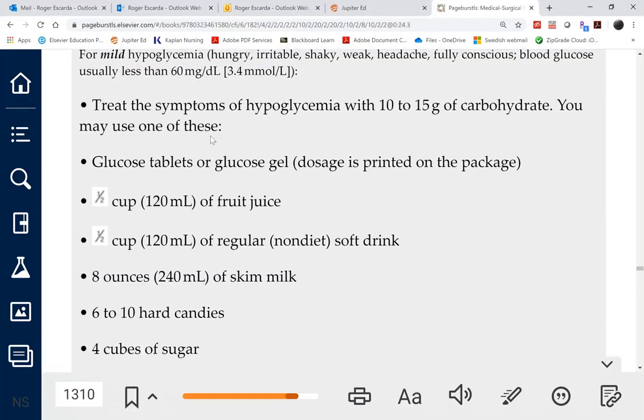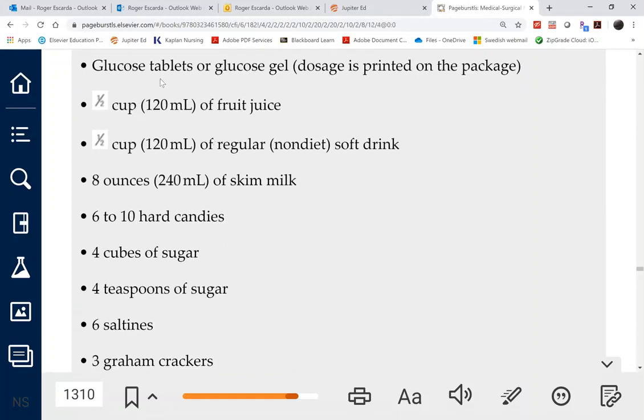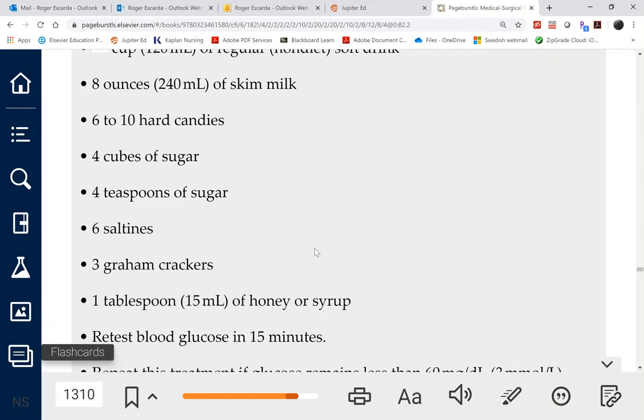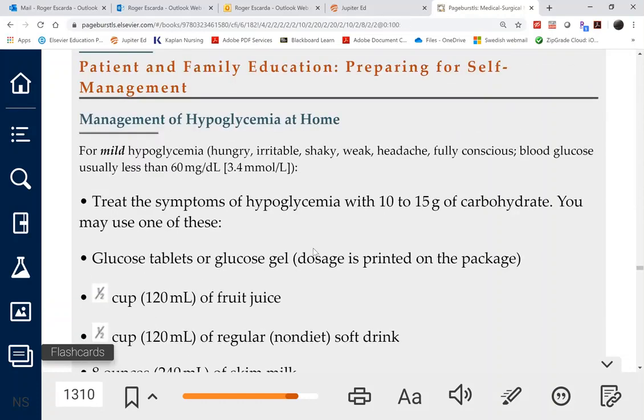So these are the choices. We're not giving all of these. We're giving one each. So you either choose 4 cubes of sugar or 6 saltine crackers or 3 graham crackers. Each one of these is equivalent to 15 grams of carbohydrate. All right.